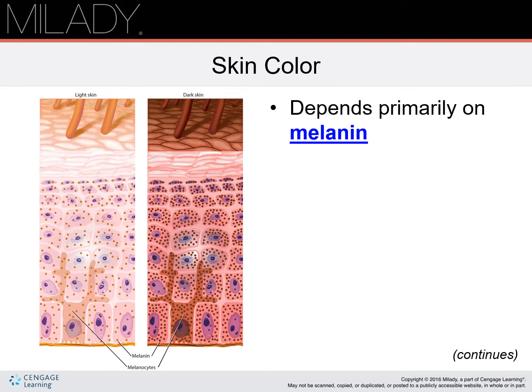Melanin. So what is the exact definition of melanin? They are tiny grains of pigment that are produced by melanocytes and then deposited into cells in the basal layer of the epidermis. There are two types of melanin.